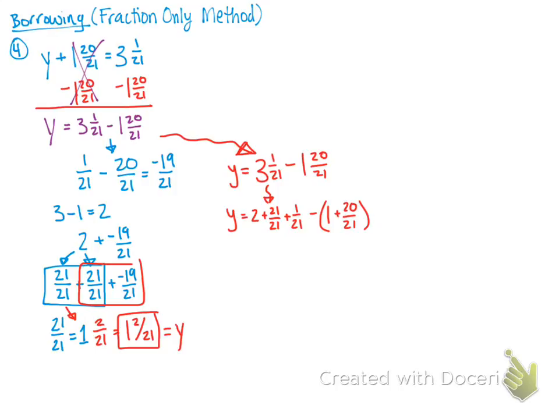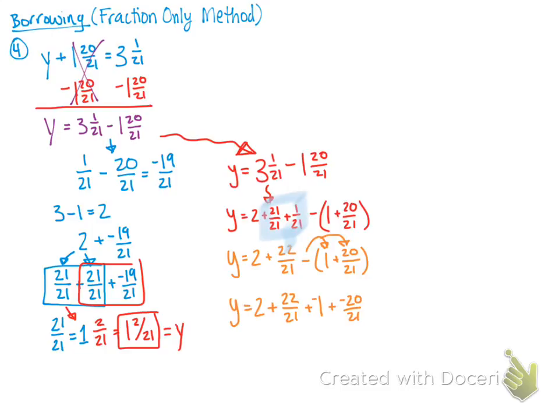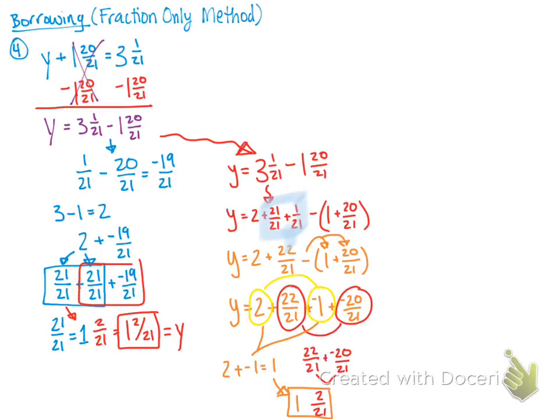So I broke the 3 down into 2 plus 21 over 21, because 21 over 21 is 1, 2 plus 1 is 3, and I still have 3 and 1/21. So I combined these to get that, and then I distributed the subtraction, and I ended up with a -1 and a -20 over 21, and then I'm dealing with the fractions, and then I'm dealing with the whole numbers, and then I'm combining, and I still get the same answer. All right, so again, this stuff on the right is a little more convoluted than you need to know.